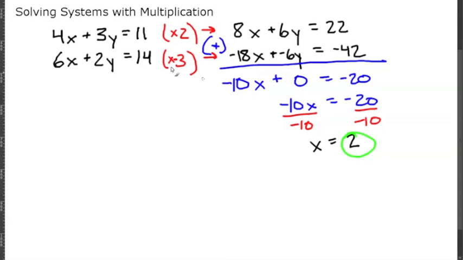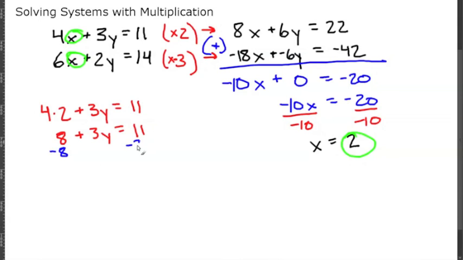Now we can plug this positive 2 into the top equation or the bottom equation. So let's go ahead and do the top. We're going to have 4 times 2 plus 3y equals 11. That's going to be 8 plus 3y equals 11. Subtract 8 from both sides, and we're going to get that 3y is equal to 3. Divide by 3 to get the y by itself, and we're going to get that y is equal to 1. So our solution to this system is 2, 1.